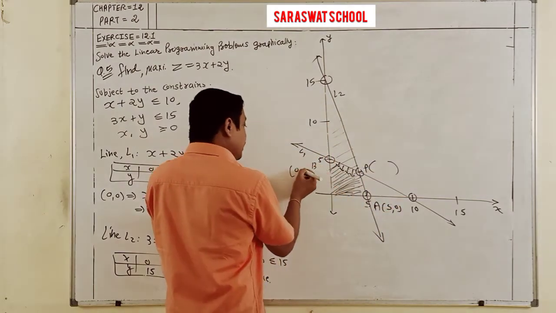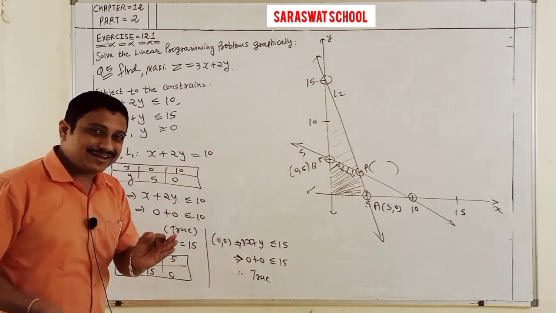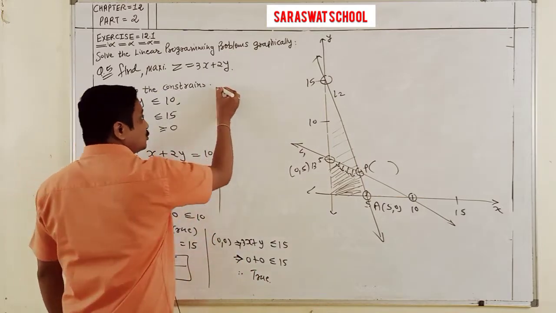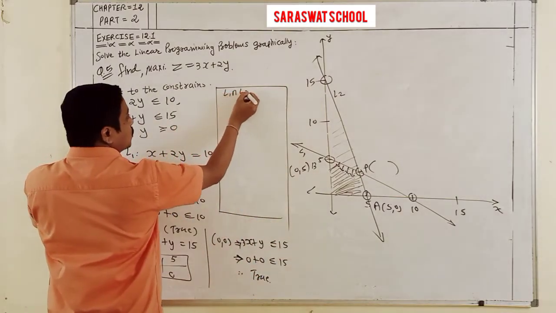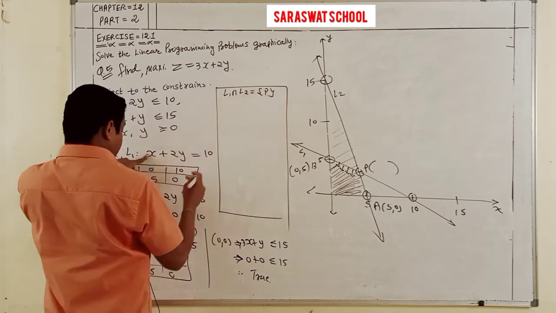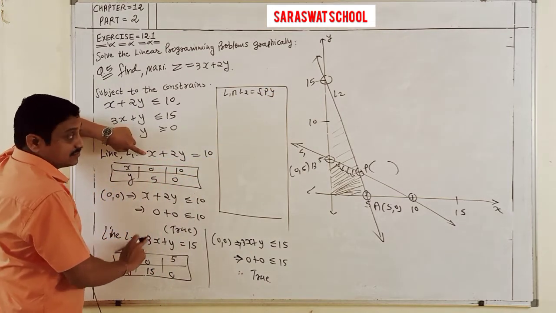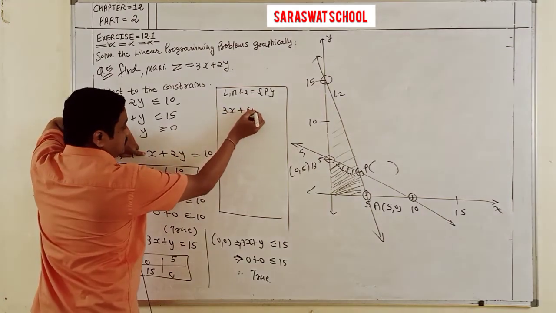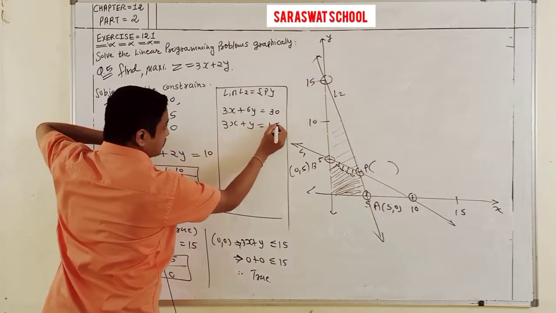B is (0, 5), but P is the common intersection. Here I will show the common intersection between them: L1 intersection L2 is P. To find x and y, I will multiply by 3: 3x + 6y = 30, and the same 3x + y = 50.